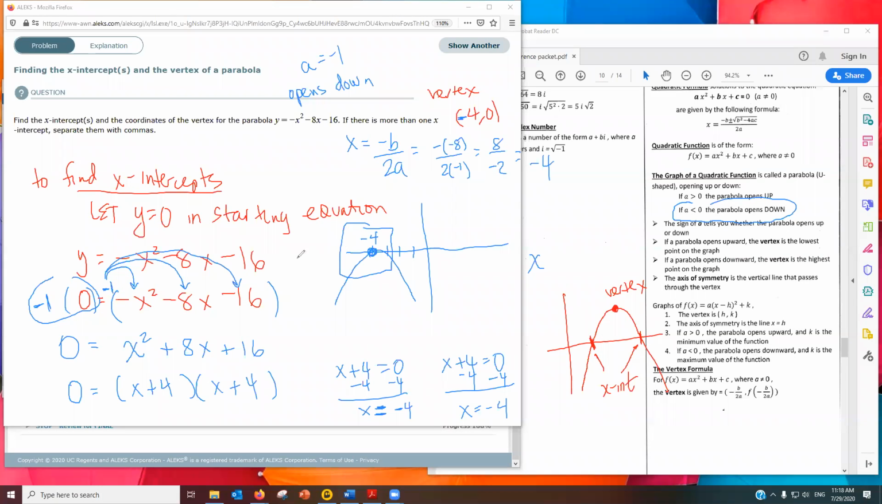Remember, when you go to find x-intercepts, the way to do it is let y equal 0 in the starting equation, and that will generate the x-intercepts. And you could end up with two separate answers. When you have these two parentheses set equal to 0, you can end up with two different x values. And that makes sense because sometimes you will have two separate x-intercepts for the graph.